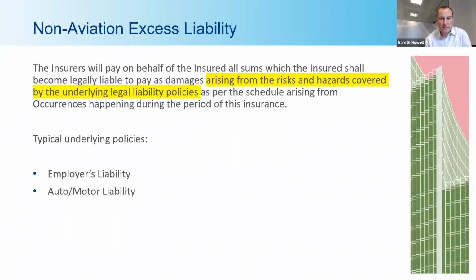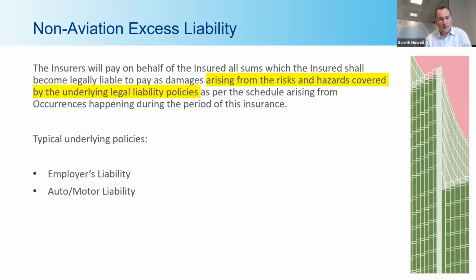So as we've said there, it pays damages arising from risks and hazards covered by underlying legal liability policies. It has to be a liability policy that's scheduled underneath. And typically the ones that we see most often are employers' liability policies and auto liability policies. So whatever underlying limit the insured buys, they then get a little top up under their aviation program with an additional limit provided. Now, an important comment about this is that the coverage is subject to the same terms, conditions, exclusions, etc. of the underlying policy.